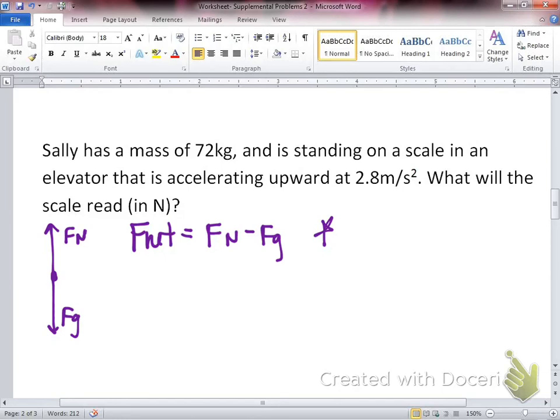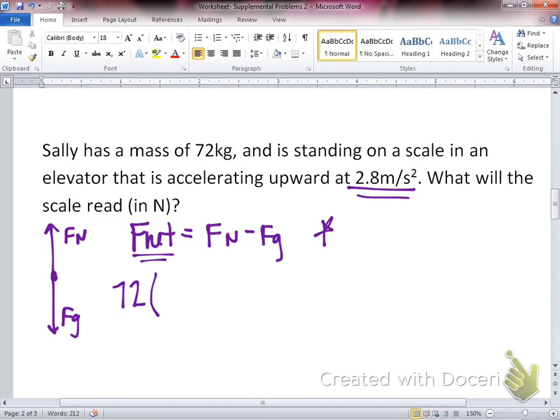Okay, now we can start doing some substitutions. So what can we substitute in for F net? M times A, mass times acceleration. So our mass was 72. Our acceleration is what? 2.8. Is it accelerating in the positive direction or the negative direction? In the positive direction. You have to be careful when you're reading these.